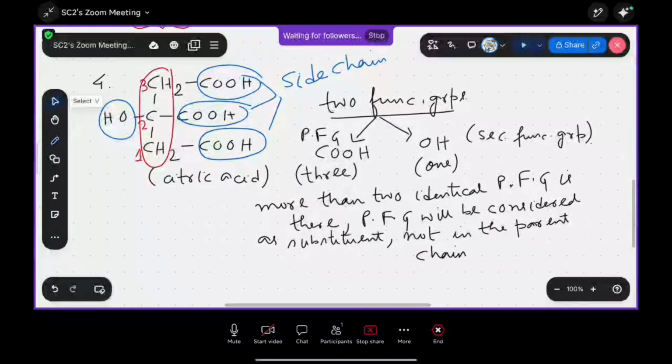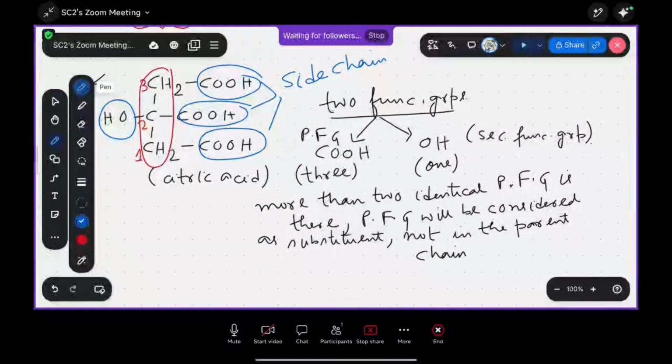So how do you write the name now? It is just like the previous things. It is at the 2 position, OH is there. So it is 2-hydroxy. Then we come to the parent chain. It is 3 carbon atoms, so it is prop. Carbon-carbon single bond, so an.